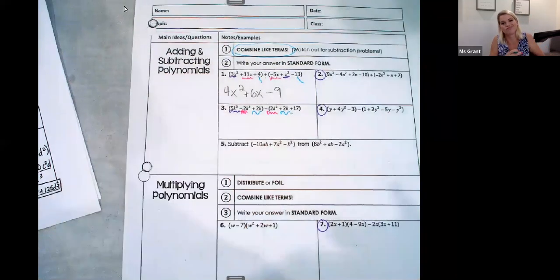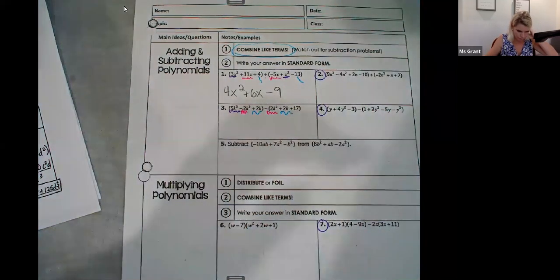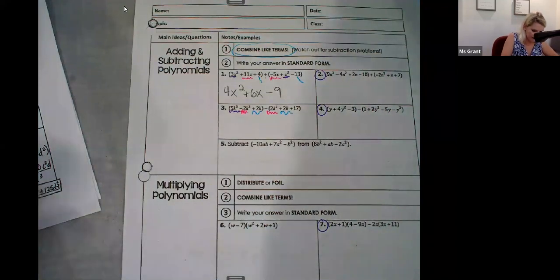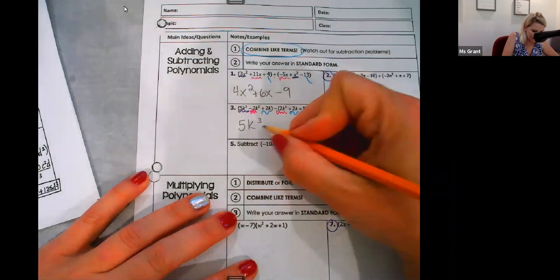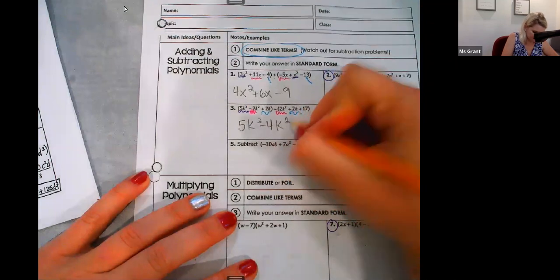Seventeen's alone. Okay. 5k to the third minus 4k squared minus 17.